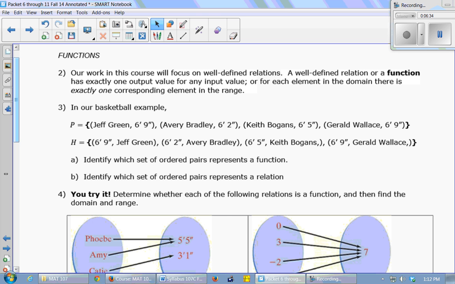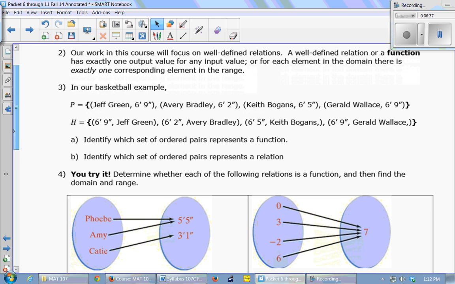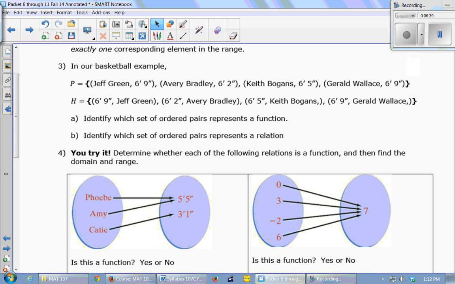So in the basketball example, come back to this for a second. Here's two relations. One, I list name and then height, and the other I list height and then name. They both represent a relation. So which set represents a relation? Both. Any set of ordered pairs is a relation, but only one of these is a function. And it has to be that each x can correspond to only one y. So which one is a function?